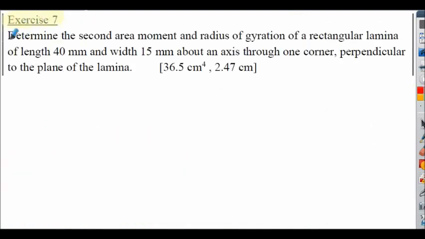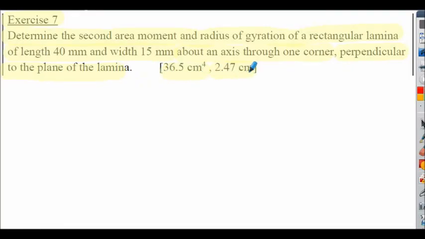Exercise 7, we've got to determine the second area moment and radius of gyration of a rectangular lamina having a length of 40 millimeters and width of 50 millimeters about an axis through one corner perpendicular to the plane of the lamina. Here are the answers for the second area moment and the radius of gyration.